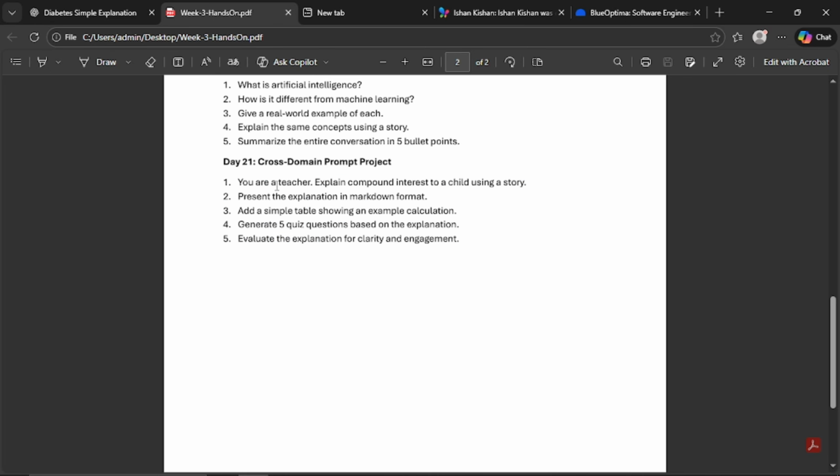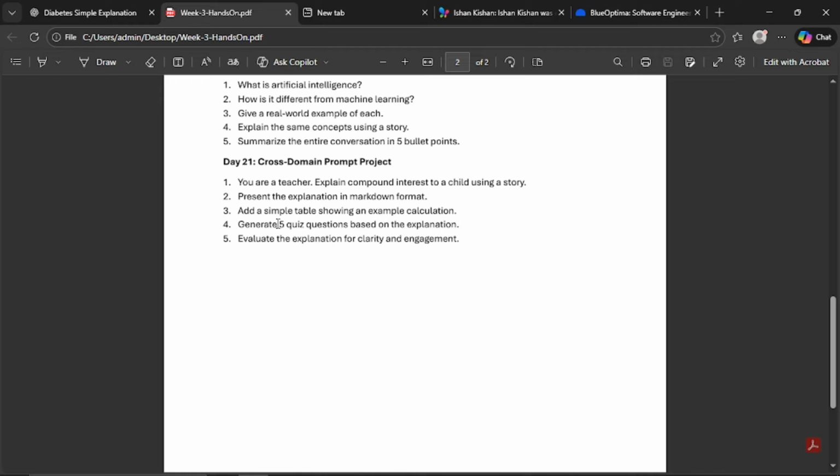So here you added a role, then you gave the way you want your output to be, that is the output structuring. Then here you also added an iteration, where you told it to add a simple table. Then you evaluated it with the help of a 5 question quiz. Then you also evaluated the explanation of the output that you got out of your prompt. So that's why it's known as a cross domain prompt project.